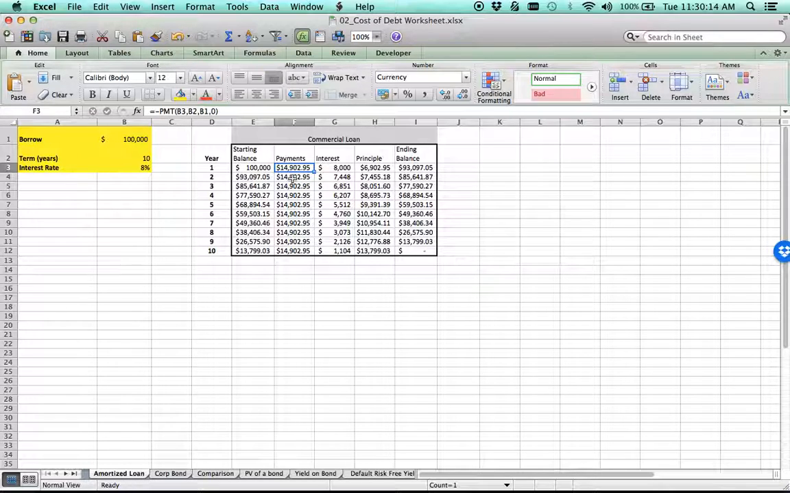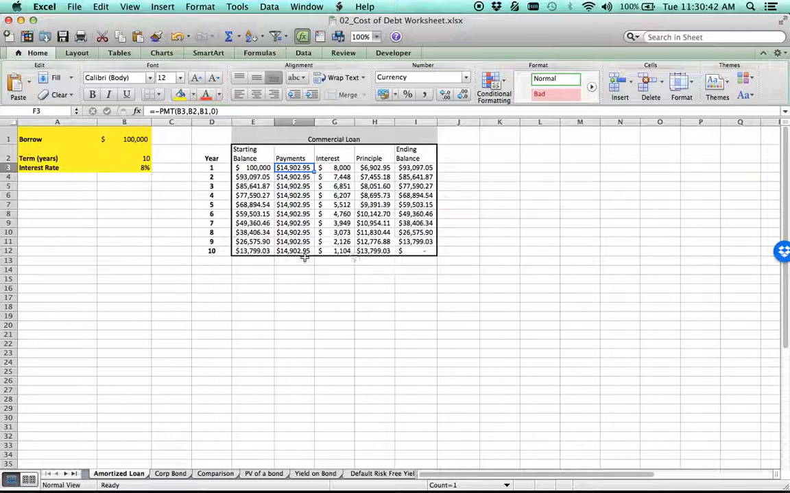You're going to make another payment, same size. You're going to owe less interest because 8% of $93,097.05 is only $7,448. So because you are paying less interest, that means that more of the payment can go towards principal, and so you're now going from paying $6,902 to $7,455, and you just continue with that process all the way down through the 10th year.